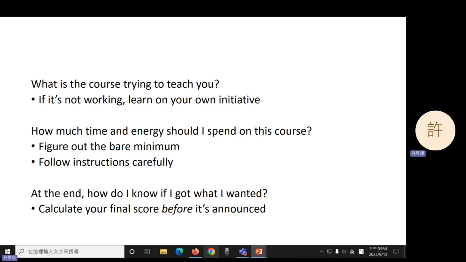What is the course trying to teach you? And if you're not successfully learning it, you can find your own way of trying to learn that thing. How much time and energy should you spend on a course? If you really want to learn it well, you should spend more time. But if you don't care that much, you need to figure out how to at least pass the course. There are so many students who, if they fail the course, then they write a letter to me saying, why did I fail? And then I show them the grade percentages and then they understand. You don't have to wait for that. You can calculate and make sure that you can pass a course before the end of the semester.